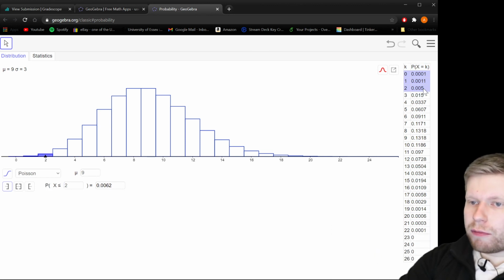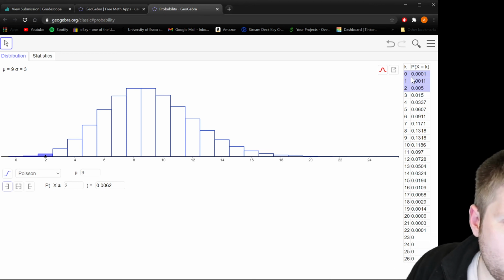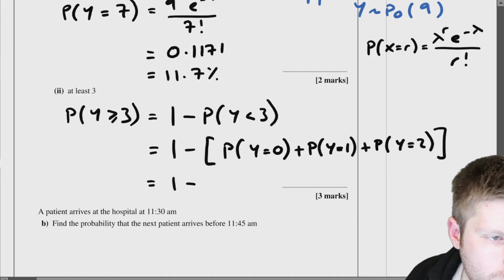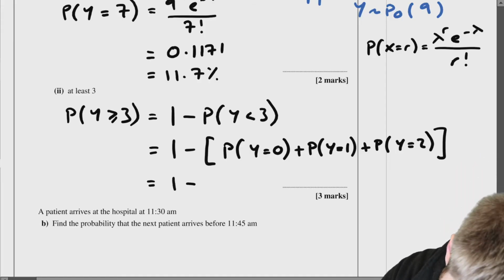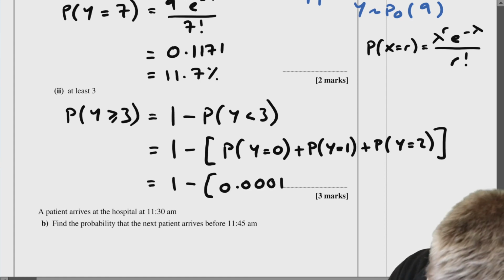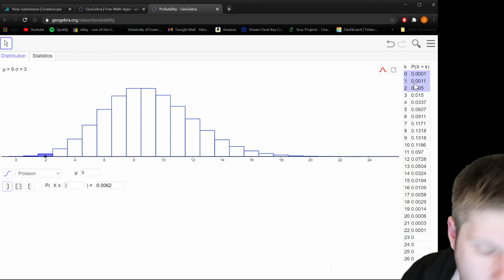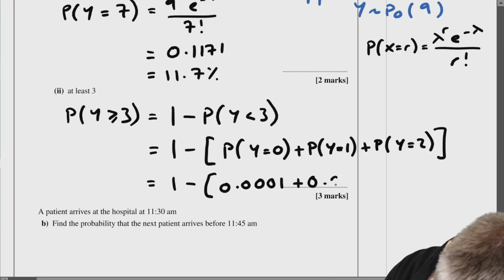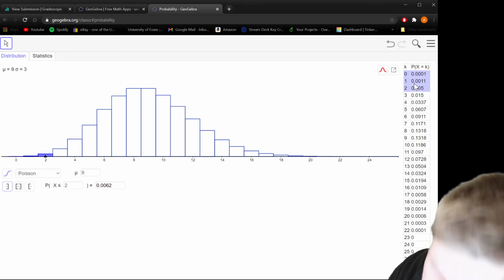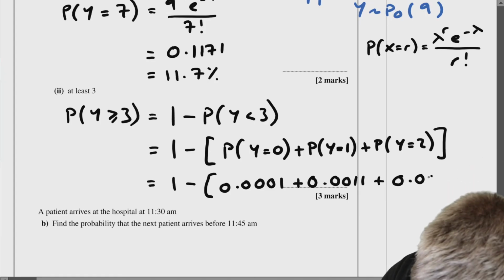And if you have a look, I've basically got probabilities here. So I'm going to write these 3 probabilities that are shaded down. So the probability that y equals 0 is 0.0001. Probability that y equals 1, well, I've got that as 0.0011. And the probability that y equals 2, that's going to be 0.005.